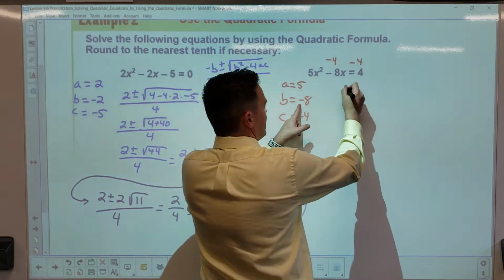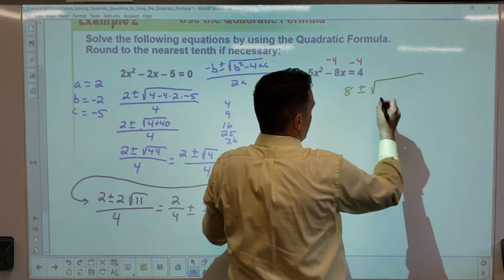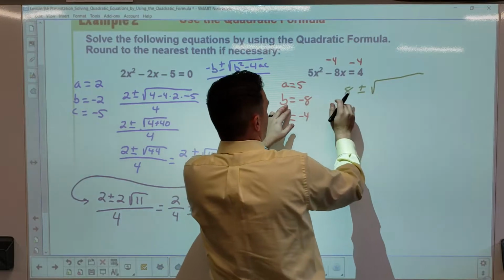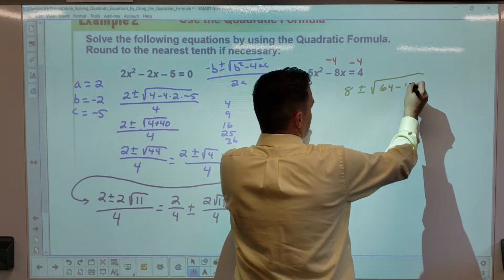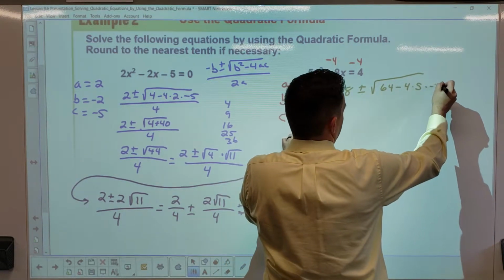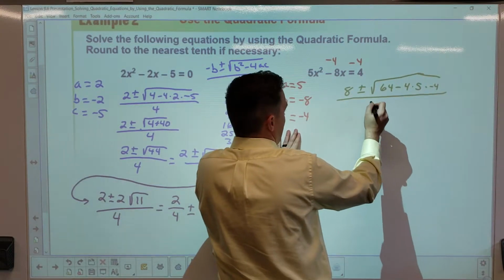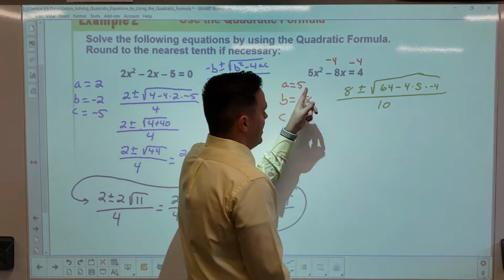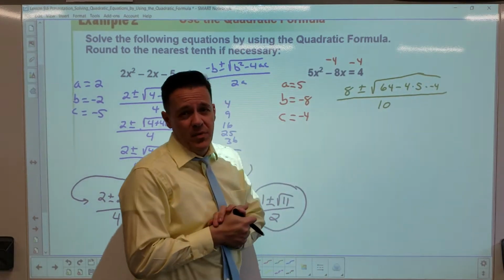So negative and negative is going to be 8, and it's going to be plus or minus square root of b squared, so it's going to be this again, which would be 64, minus 4 times a, which is 5, times negative 4. Sorry, that went a little weird on me. And then it's going to be over 10. 5 times 2 is 10, okay? Knowing this right here. All right, now we just do our simple math, right?